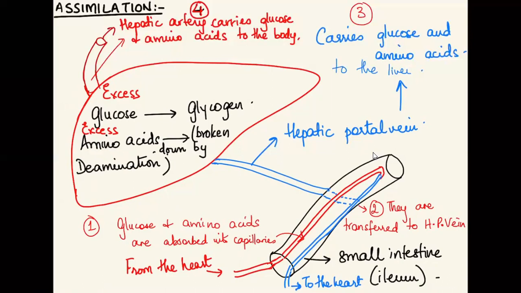The villi in the small intestine absorb the amino acids and send them to the capillary vein. The capillary vein transports things to the heart, right? And midway through, it reaches the hepatic portal vein, which is basically the connection between the ileum and the liver.